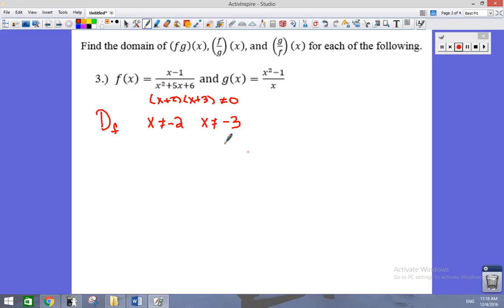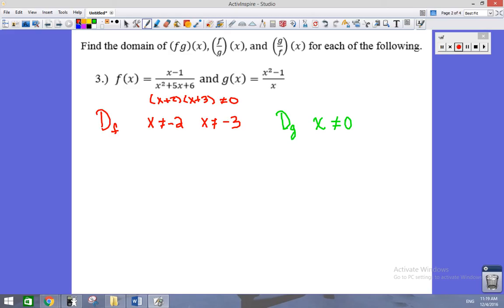Alright, now the domain of g is a lot easier because I don't have to factor it. I can just look at this by inspection and see that if x were allowed to equal 0, then you'd have negative 1 divided by 0, and that's undefined. I can't let 0 be in the domain of g. So I need to intersect these two sets together. These have to be true at the same time. x cannot be negative 2, and it cannot be negative 3, and it cannot be 0. All of those at the same time.